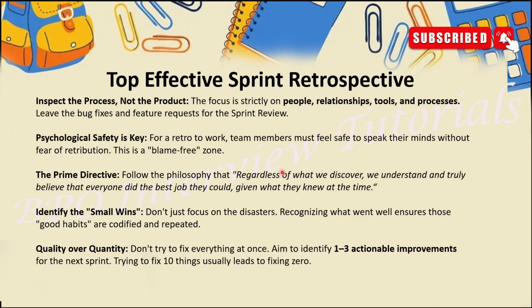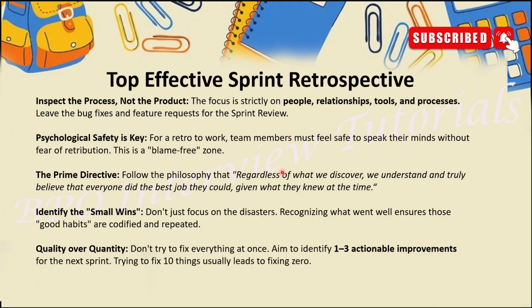Now, tips for an effective sprint retrospective. What basic understanding will we get from the retrospective? Okay, first point, inspect the process, not the product. We have to inspect the process here. Process in the sense that particular sprint we have to inspect. Focus strictly on the people, relationships, tools and procedures. Leave the bug fixes and future requests for the sprint review, right?